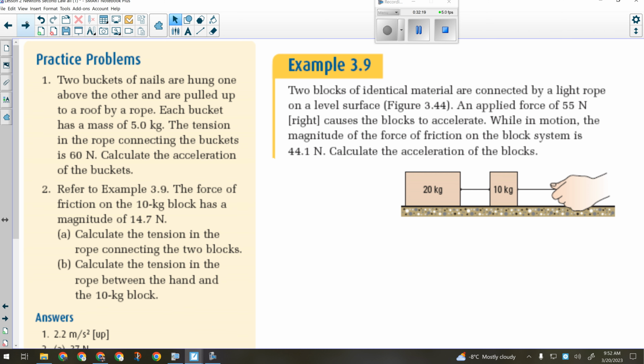All right. Now, the second part of this question involves this situation here, question number 2. So I've got the same situation there. I've already calculated the acceleration. It's 0.36 meters per second squared forward. And it says the force of friction on the 10 kilogram block has a magnitude of 14.7 newtons. Calculate the tension in the rope connecting the two blocks.